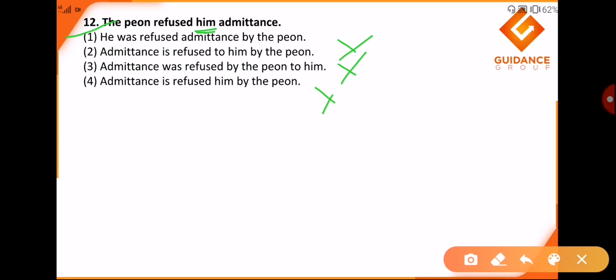Is it clear to everyone? Even you might find option number 3 right, admittance was refused, but in the given 12th example admittance is not the object, him is the object. Hence the object changes to subject and the subject changes to object. Rule number 1 in active passive.